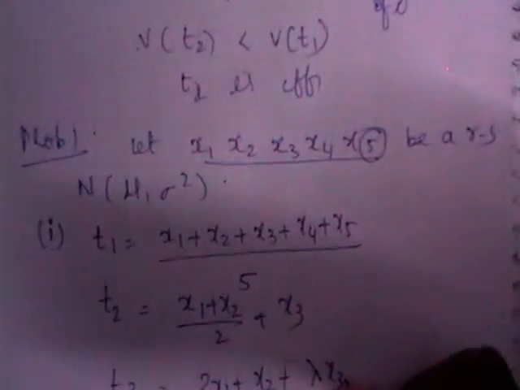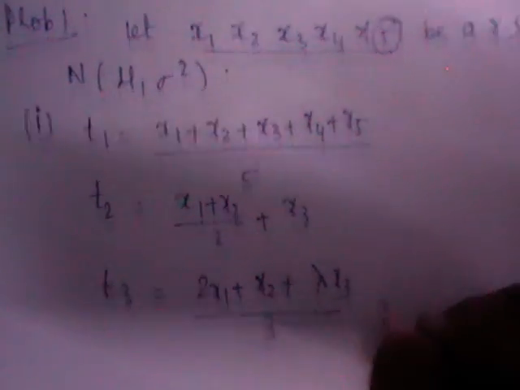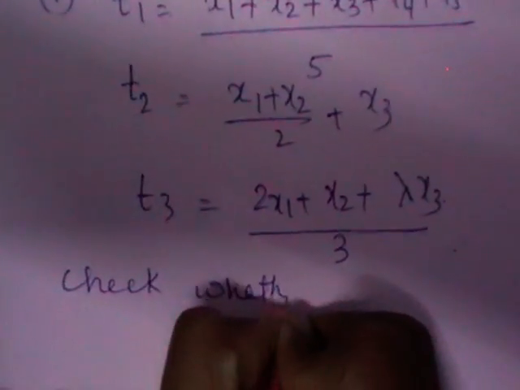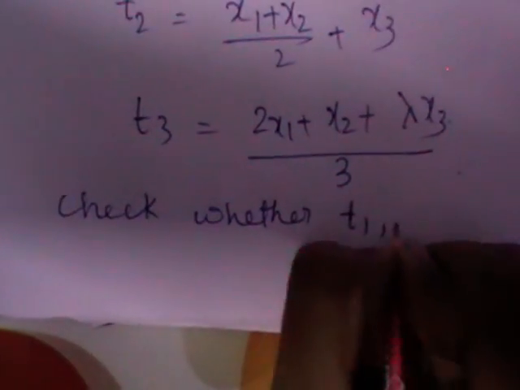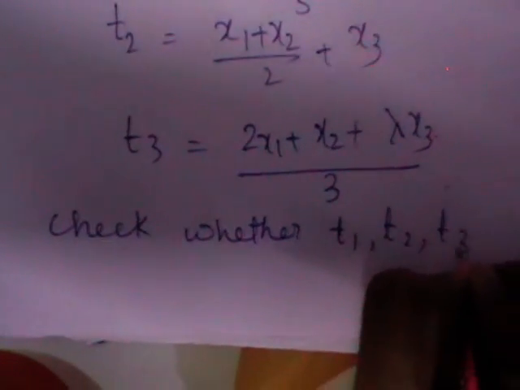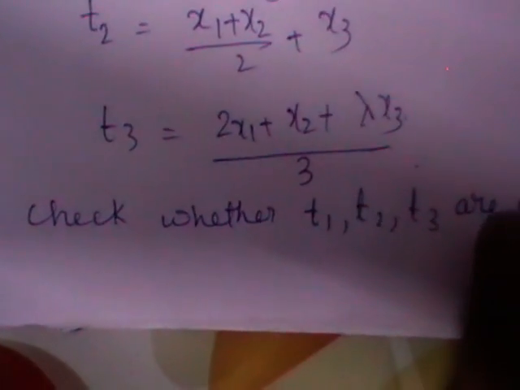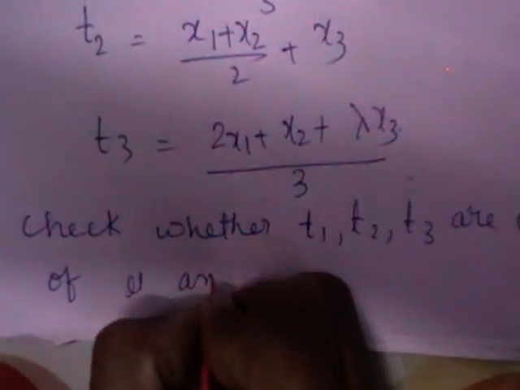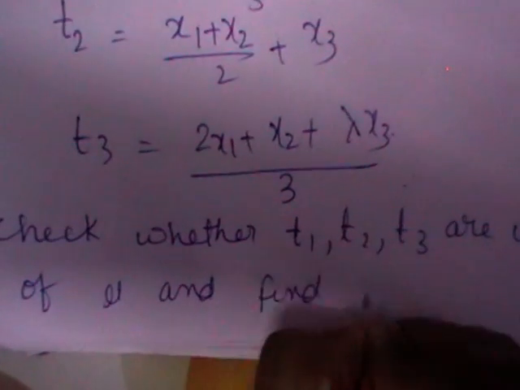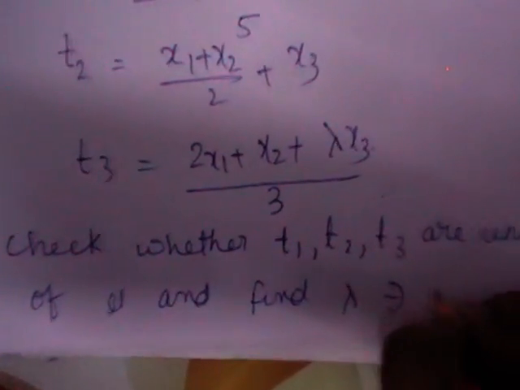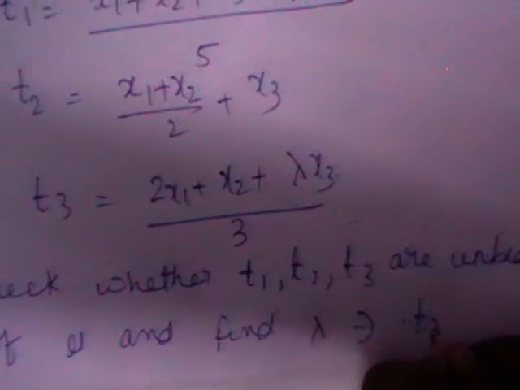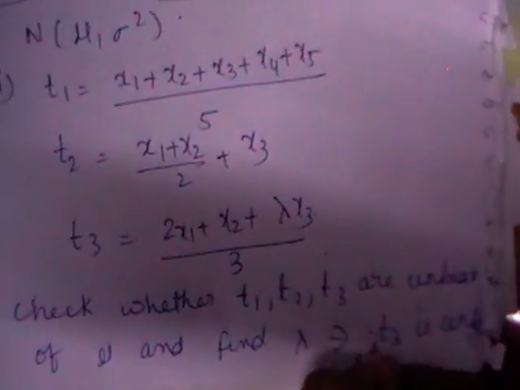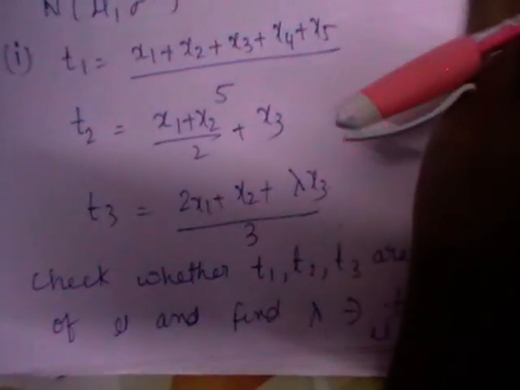So you are given three estimators. Now you need to check. The question is: check whether T1, T2, T3 are unbiased estimators of mu, and find lambda such that T3 is an unbiased estimator of mu. Find the most efficient estimator.